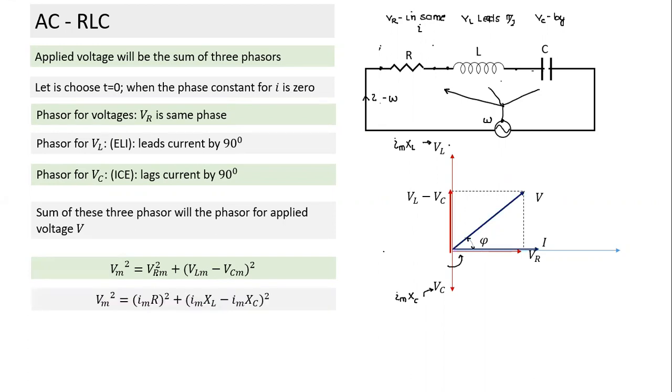And we know the amplitude of voltage across resistance is equal to Im into R. That's what we have written here. So we substitute these values, and we get the Im term common across all three. So this is what the equation is, and from here, we can find the amplitude of current.